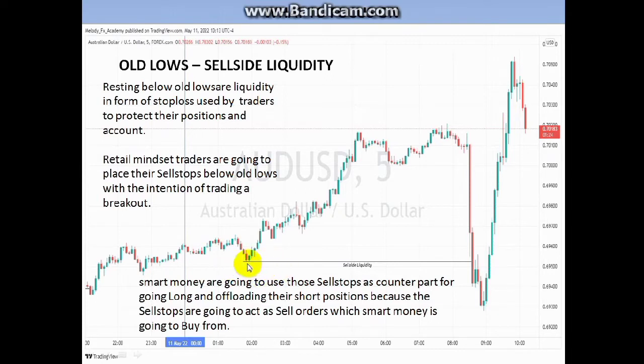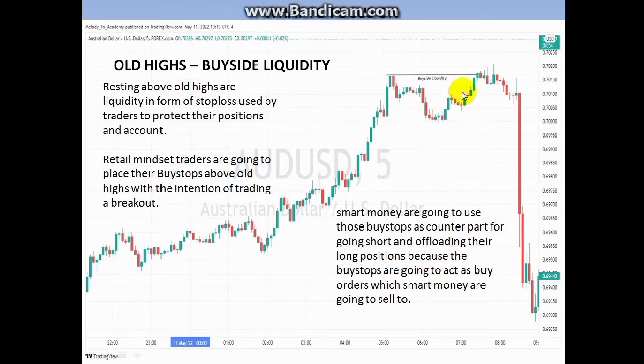Okay, so this is smart money accumulating their order and taking the market in the other direction. How this normally works is that for smart money to go short, they have to have some series of willing buyers to sell to them, to buy from, rather. The one place that willing buyers are going to be residing is above the old highs.